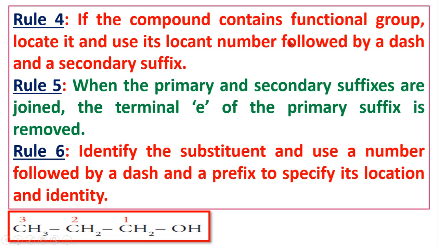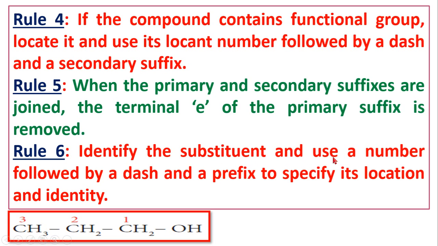If the compound contains a functional group, OH is the functional group, use its locant number followed by a dash and a secondary suffix. So here the 3 carbon atoms mean the root word is prop, the number is 1, so prop-1-ol. Rule 5: when the primary and the secondary suffixes are joined, the terminal E of the primary suffix is removed. For example, 3-carbon means propane. You have to remove this last E, and alcohol means you have to put OL. So, propanol. Rule 6: identify the substituent.